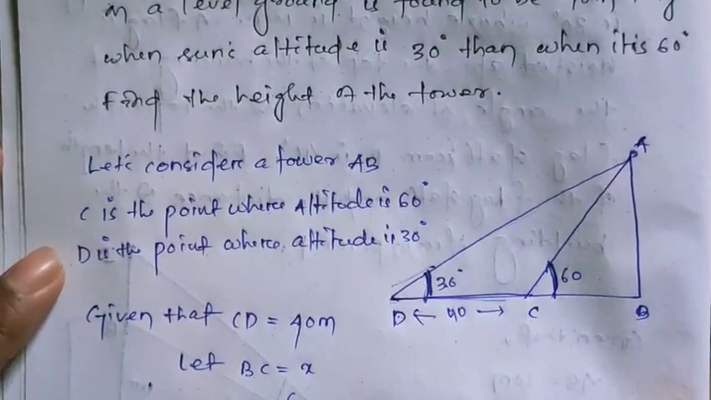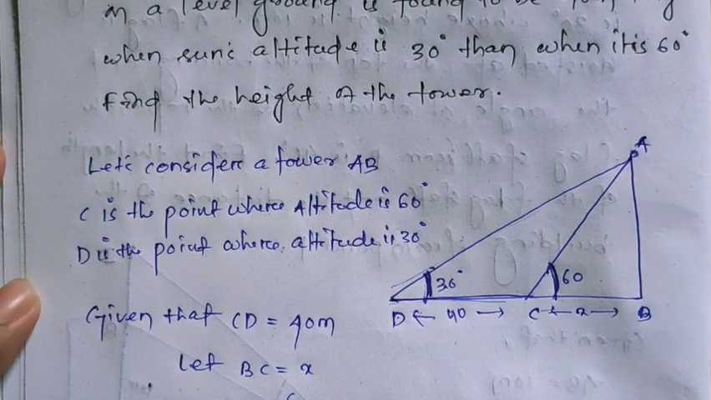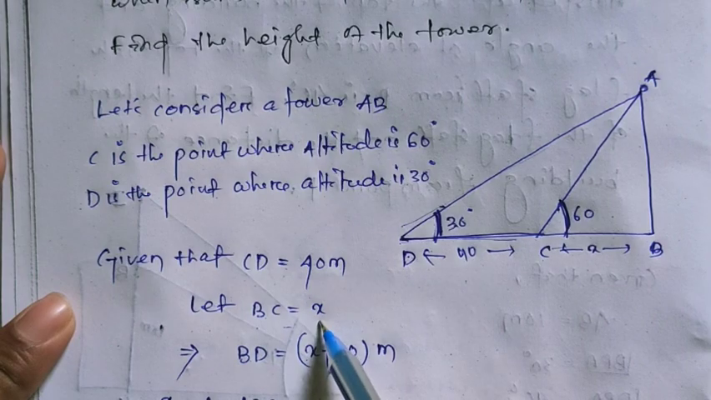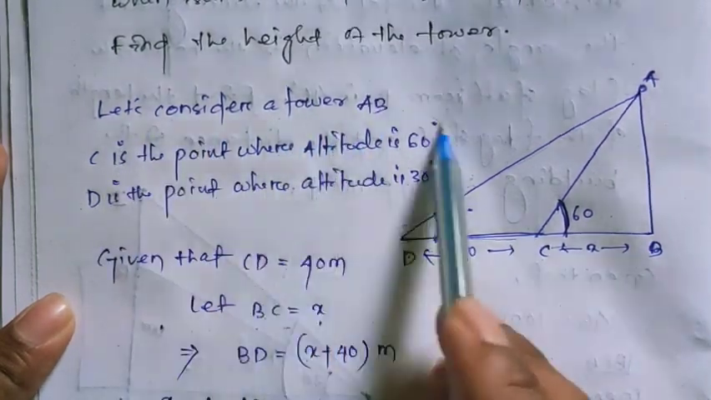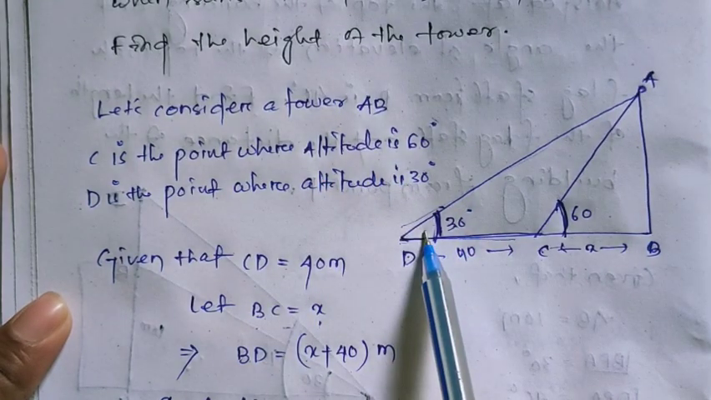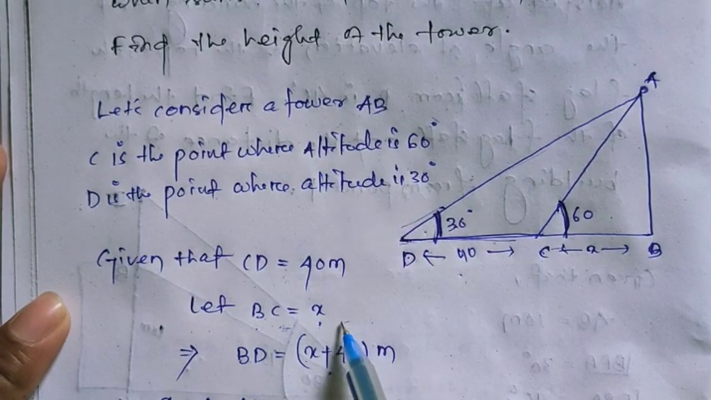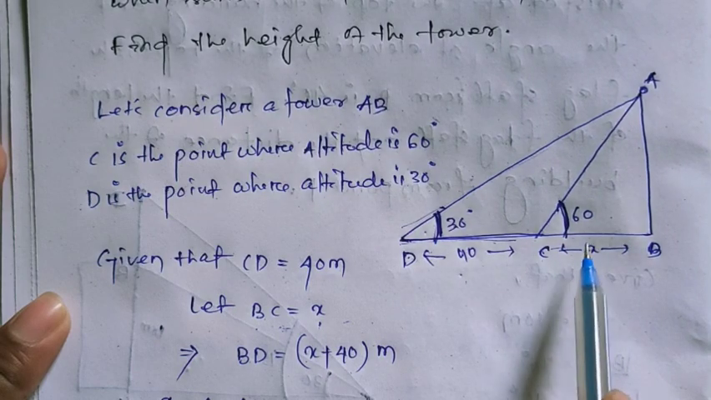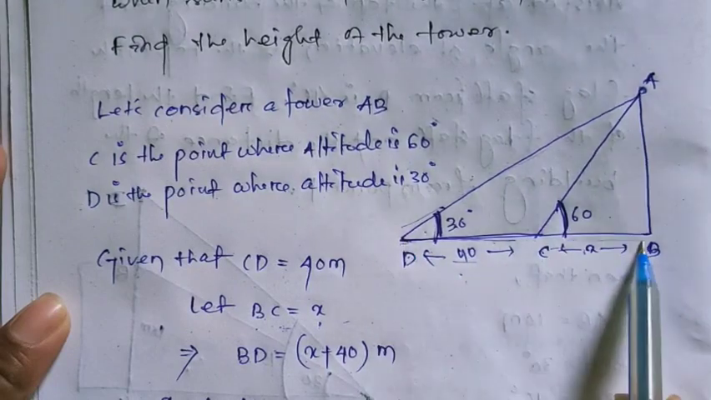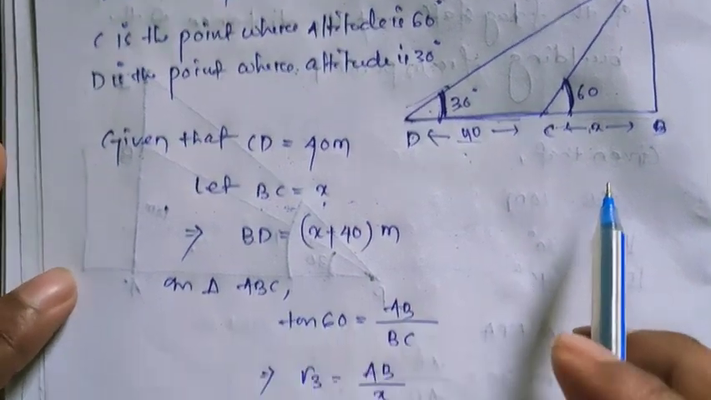Okay, let us consider BC is equal to x. CD is equal to 40, given. So here I have considered a tower AB. C is a point where the altitude is 60 degrees and D is a point where the altitude is 30 degrees. Given that CD is equal to 40 meters, and let us consider BC is equal to x meter, right? So I can write BD is equal to 40 plus x meter.